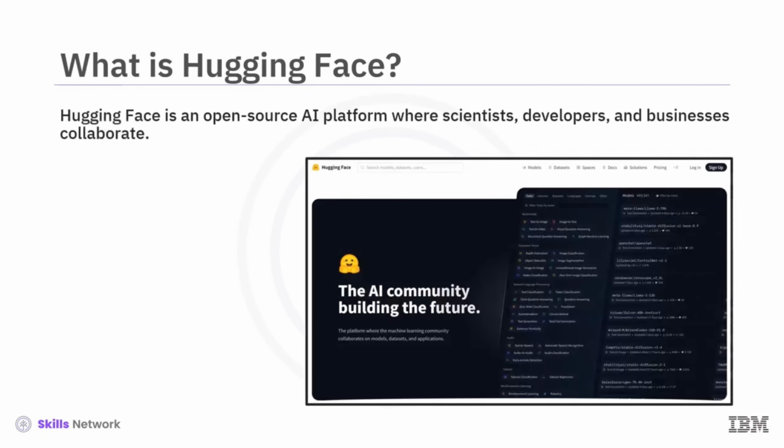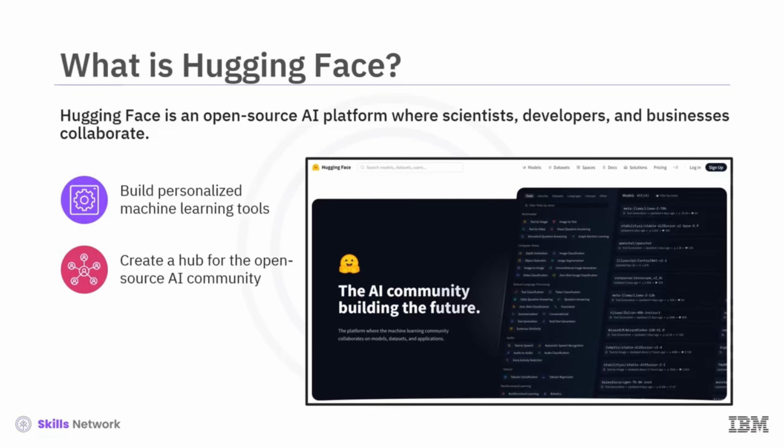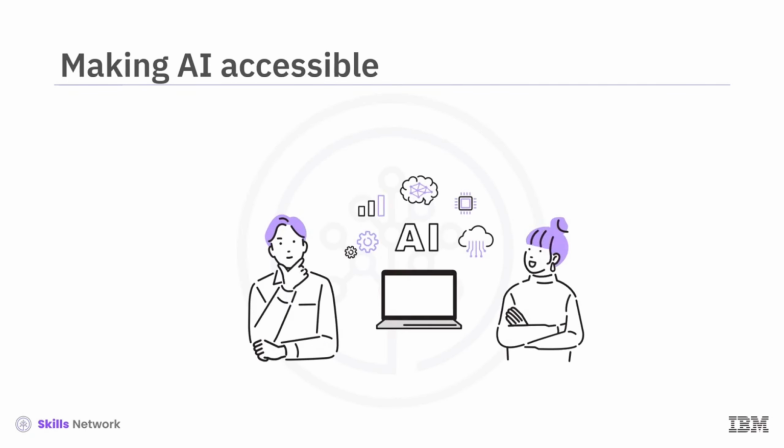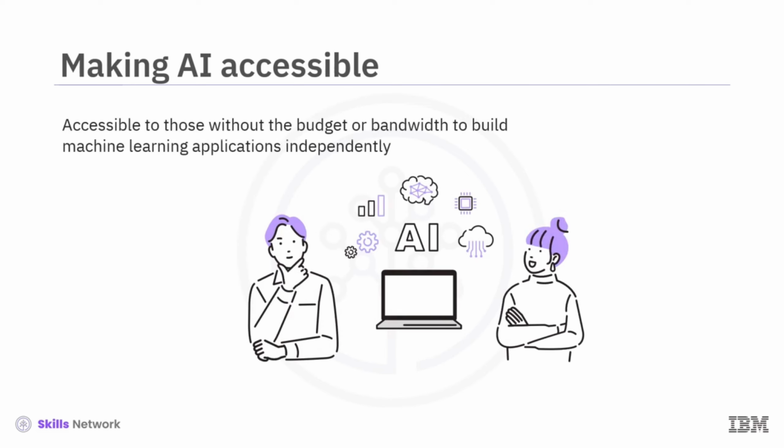Hugging Face is an open-source artificial intelligence platform where scientists, developers, and businesses collaborate to build personalized machine learning tools. The platform was built with the purpose of creating a hub for the open-source AI community to share models, datasets, and applications. This way, AI becomes accessible to all types of users, even those who do not have the budget or bandwidth to build machine learning applications independently.